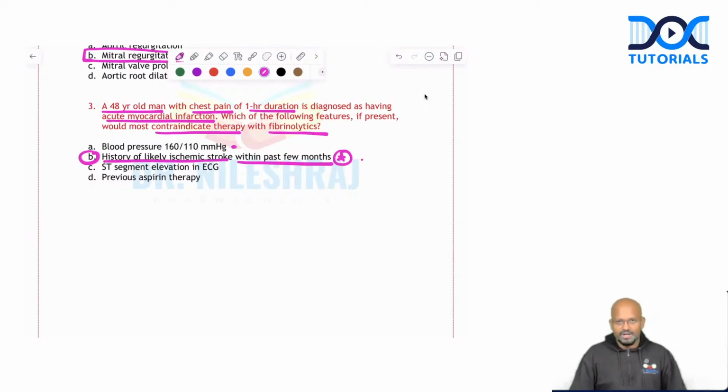BP 160/110 was previously an absolute, but now it is a relative contraindication. ST segment elevation on ECG is actually not a contraindication. It's an indication for fibrinolytics. Previous aspirin therapy is not a contraindication. We can administer it. But if the patient has landed up in bleeding, then that is a contraindication.